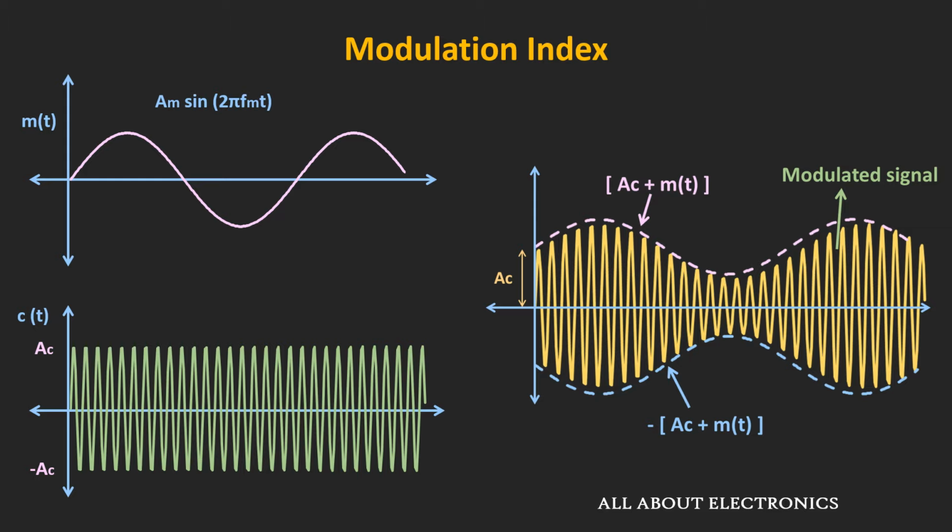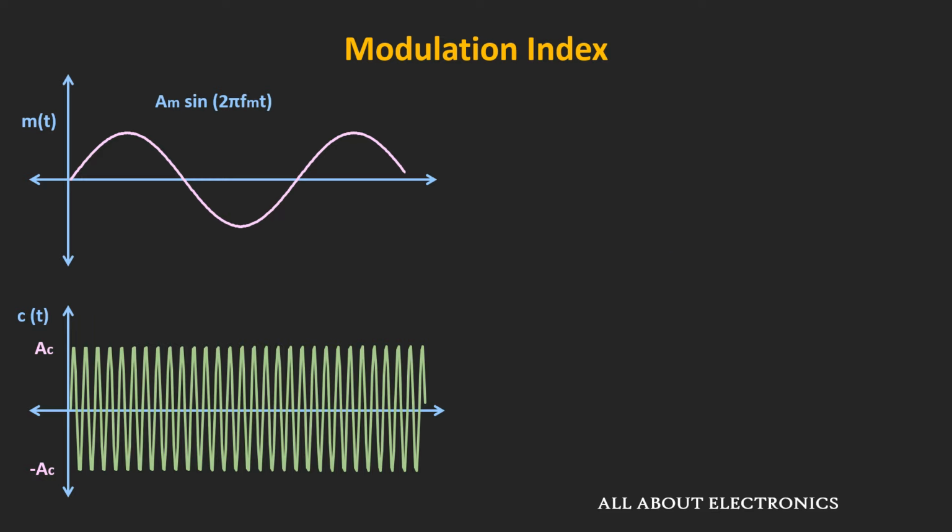So for the sinusoidal signal or for the tone modulation, this modulation index mu can be given as AM divided by AC. That is the maximum amplitude of the message signal to the carrier signal. And if we relate it with our previous discussion, then here the minimum amplitude of this message signal is equal to minus AM, right? So to avoid the zero crossing, this carrier signal amplitude should be greater than or equal to minus AM. Or in general we can say that this AC should be greater than or equal to AM.